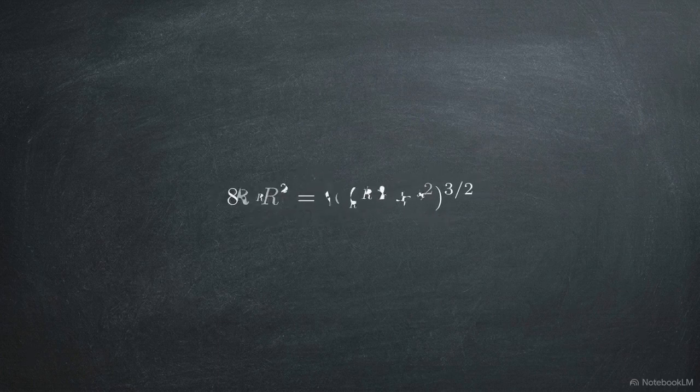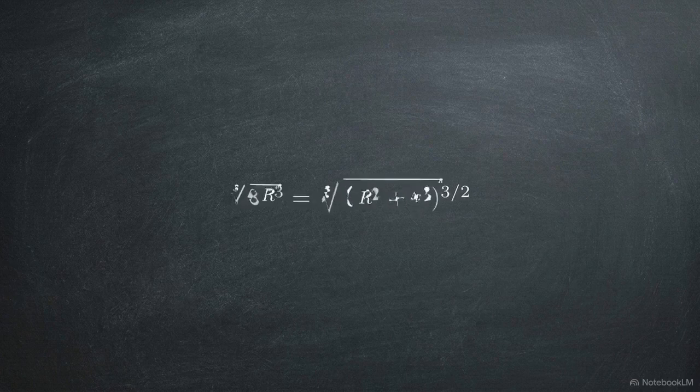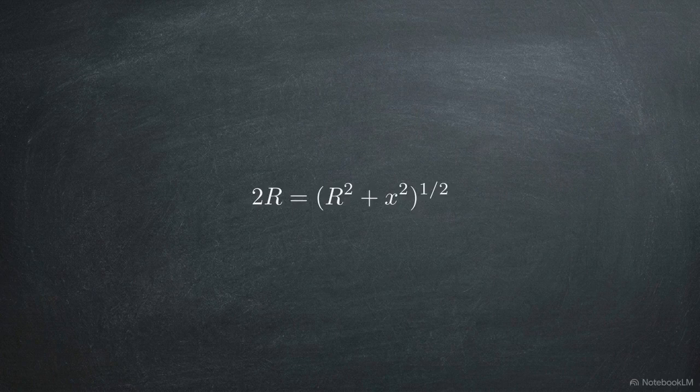Cross-multiplying rearranges the remaining terms. We isolate the complex denominator, the quantity r squared plus x squared to the 3/2 power, on one side. To dismantle the fractional exponent, we first take the cube root of both sides, simplifying the right side to 2r. Next, we eliminate the remaining square root equivalent on the left by squaring both sides. We are left with r squared plus x squared equals 4r squared.